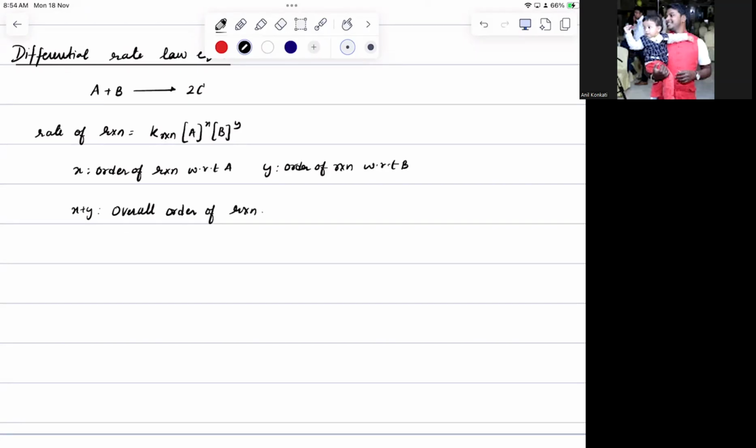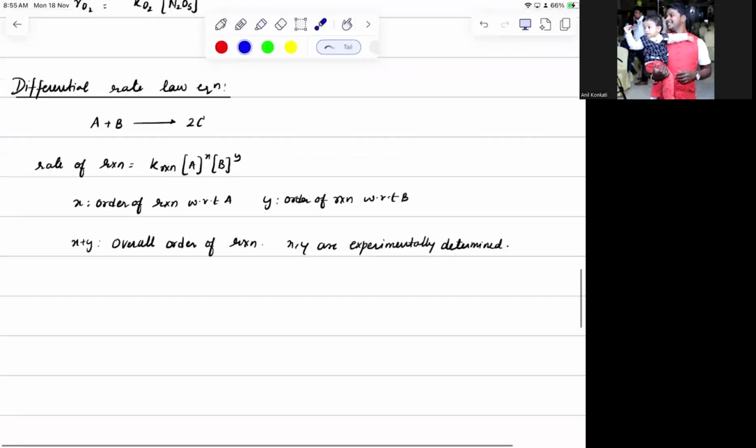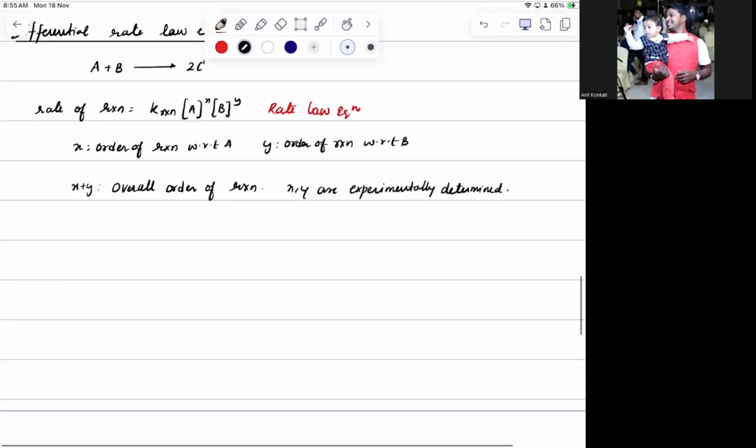Clear? X and Y are experimentally determined. Clear? So you could imagine what the order definition is. Order is the sum of the powers of concentrations of the chemical species in the rate law equation. So what we have written here is called the rate law equation. Got it?